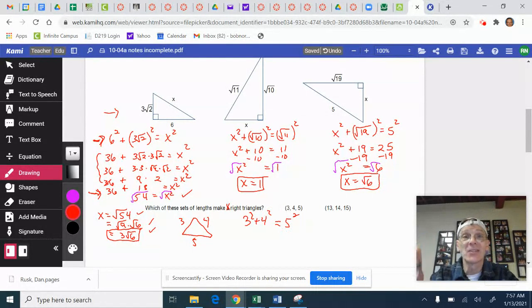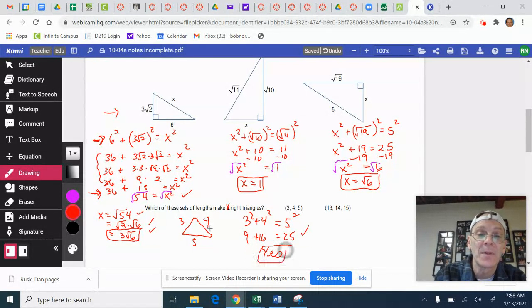And then let's check to see if this is really a true equation. 3 squared is 9, 4 squared is 16, 5 squared is 25. Is 9 plus 16 equal to 25? Yes, it is. So those three lengths would form a right triangle.